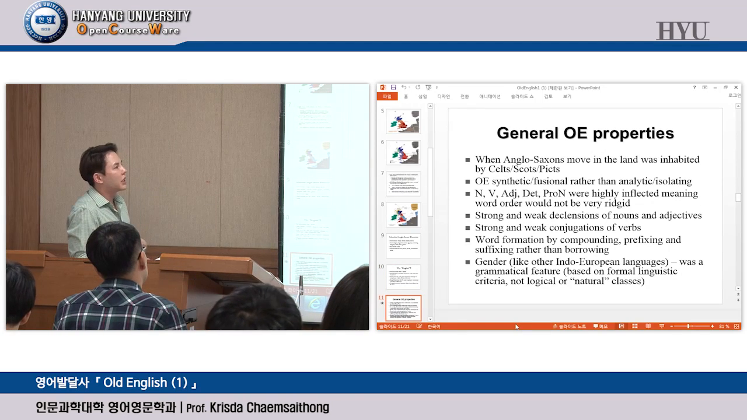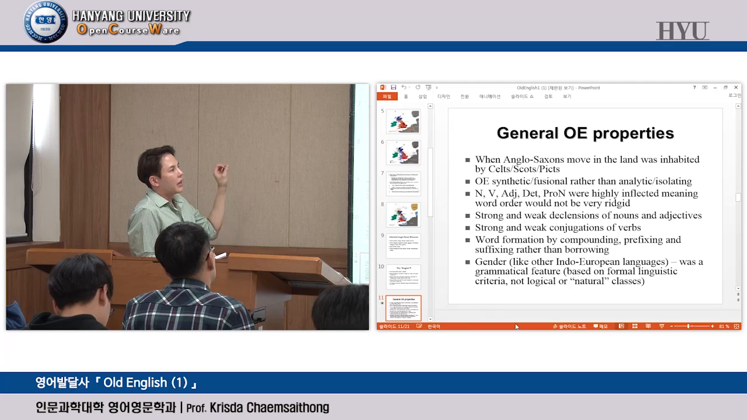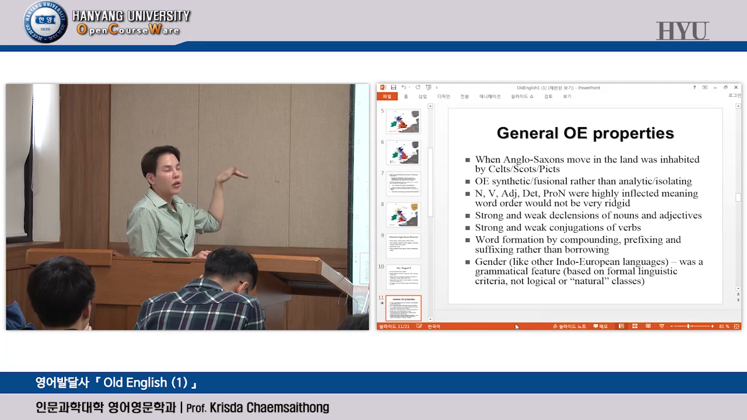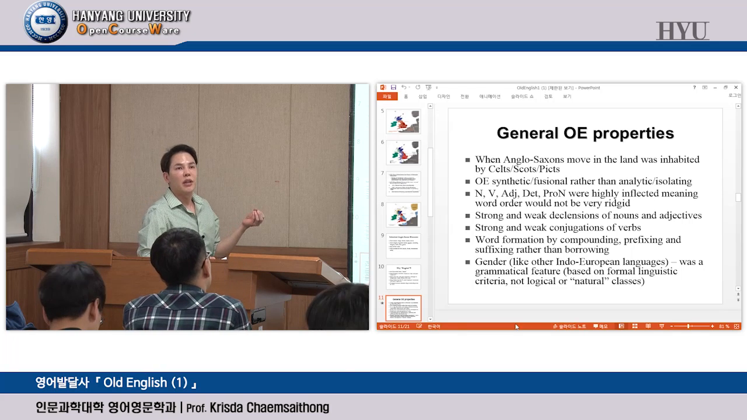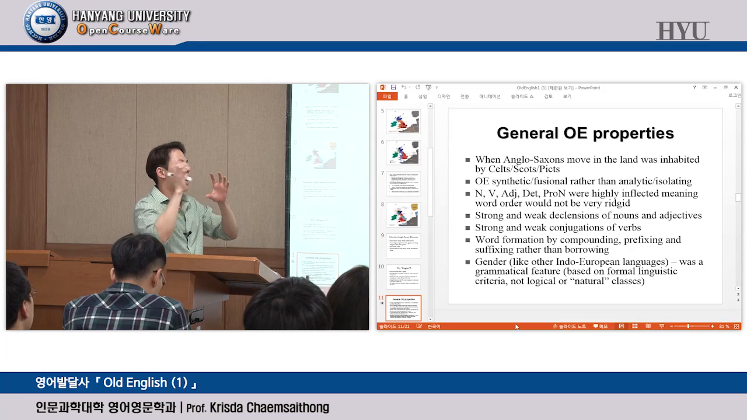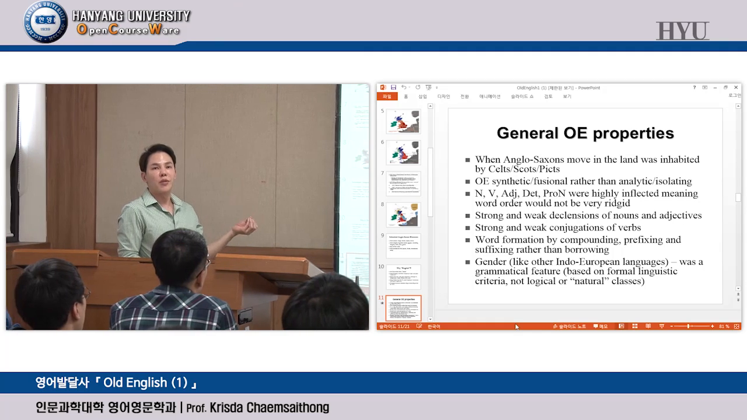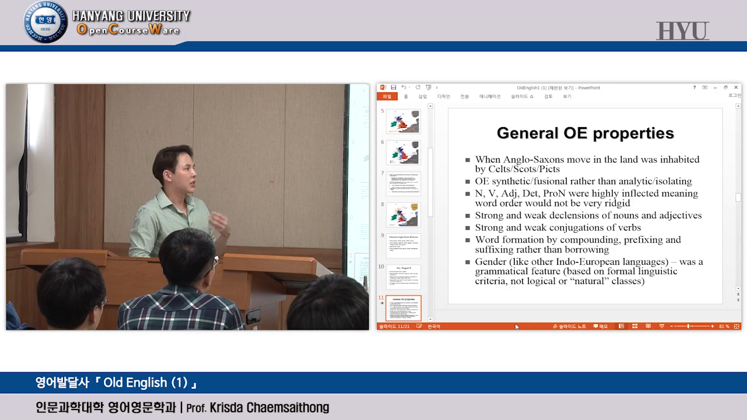Now the general Old English properties. When the Anglo-Saxons moved in, the land was already inhabited by the Celts, Scots, and Picts. So we have Celtic languages on one hand, and Germanic languages on the other. Old English is synthetic and fusional, rather than analytic and isolating. What does this mean? It means there are a lot of endings on words. A lot of morphemes are stacked onto each word, and you express grammatical relations by morphemes rather than by separate words. So you'll see a lot of endings in Anglo-Saxon English.